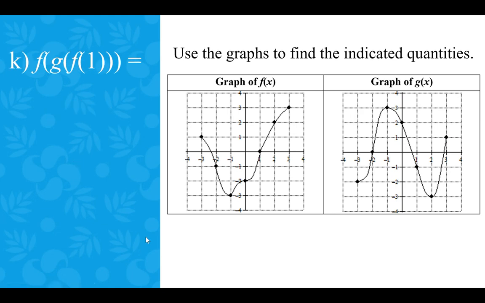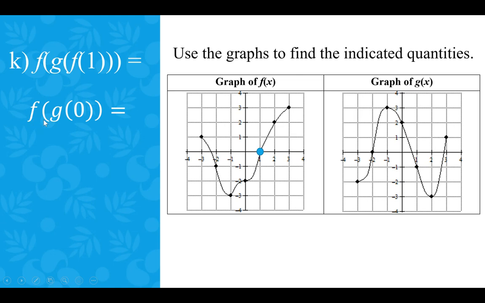Now it's getting interesting. We're going to find f of g of f of 1. It looks very complicated, but let's just take it one step at a time. Start in the middle and work your way out. So start by finding f of 1. F of 1 is 0. So substitute 0 in place of f of 1. It's looking a little bit better now.